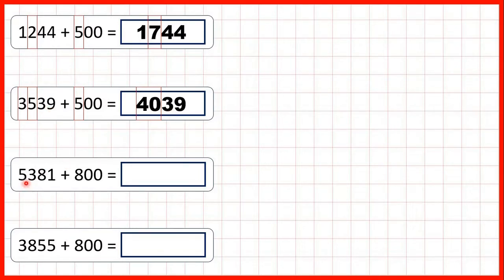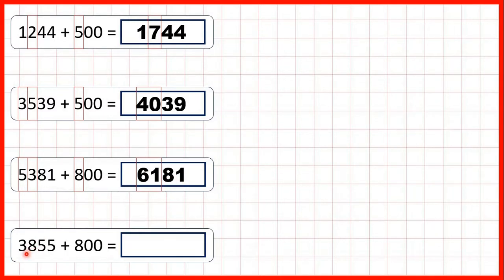Now 5,381 plus 800. We can highlight our hundreds digits, but 3 plus 8 is 11, and that's a 2-digit number. But because we can only have one digit in each place value, we look to the left and highlight our thousands digit as well. 53 plus 8 is 61. So our answer is 6,181, again with our tens and ones staying the same.